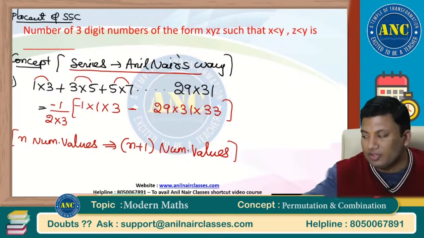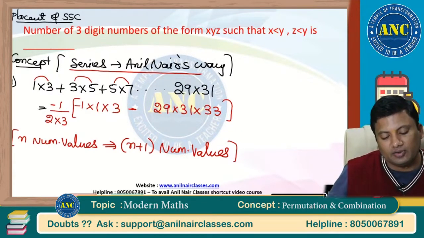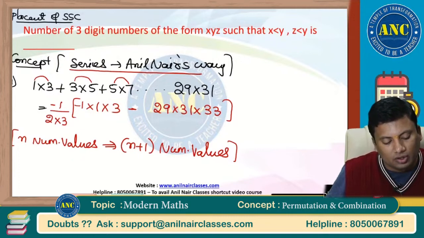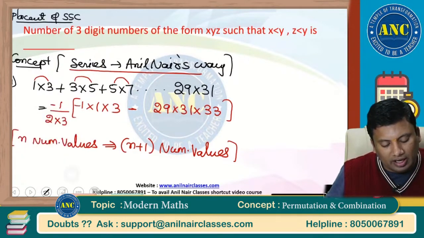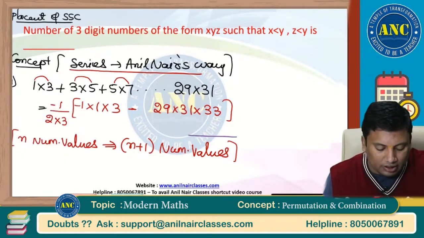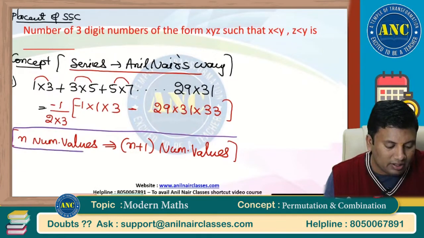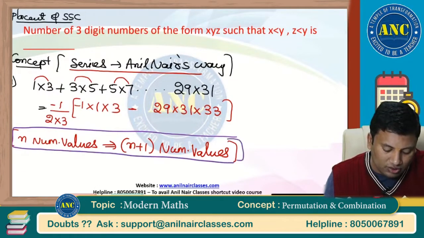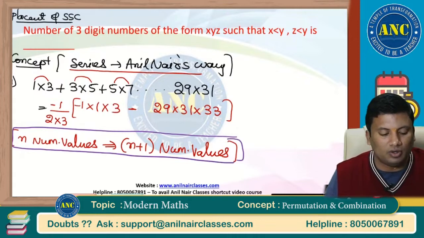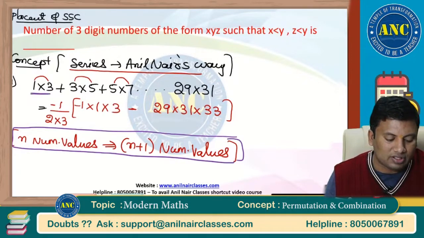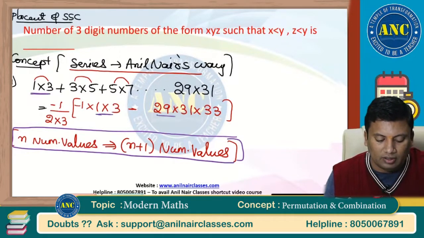Write 1 and 3, 3 and 5, 5 and 7, up to 29 into 31. So the difference is constant. Make n numerical values into n plus 1 numerical values. Write down the first two and write down the last two.